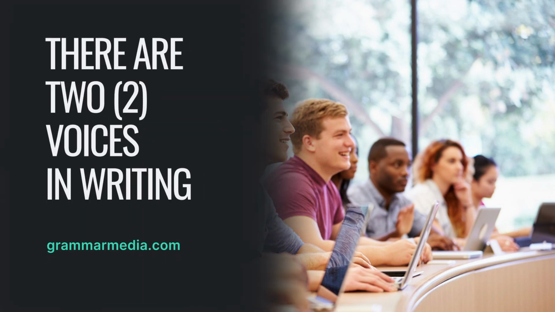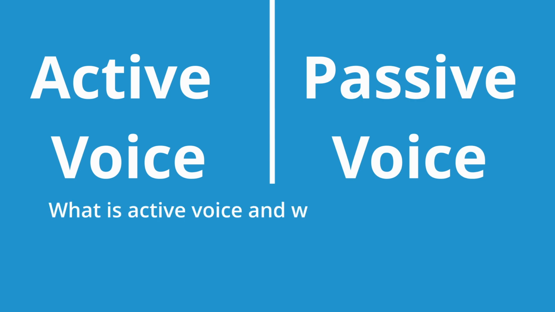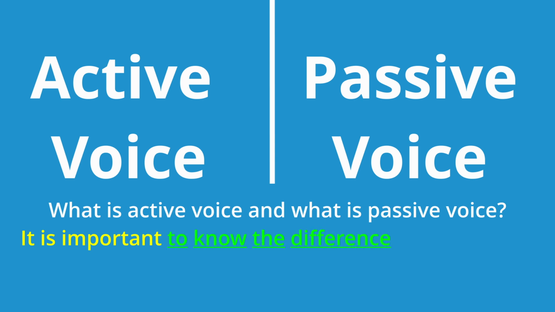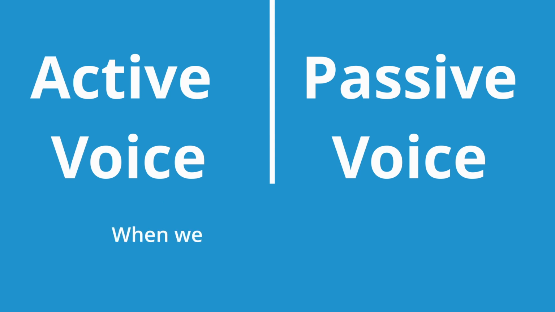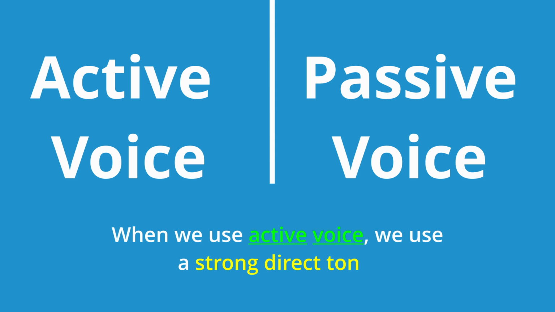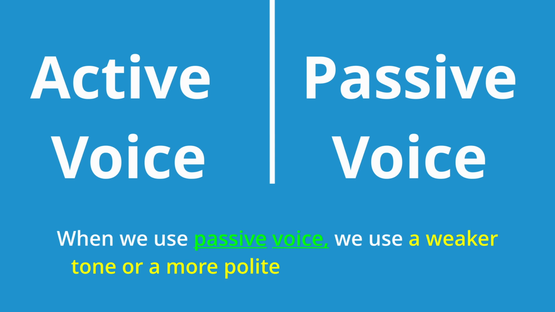There are two voices in writing, active voice and passive voice. What is active voice and what is passive voice? It's important to know the difference because voice plays a significant role in our writing and speaking. When we use active voice, we use a strong, direct tone. Whereas when we use passive voice, we use a weaker tone or a more polite tone in our delivery.